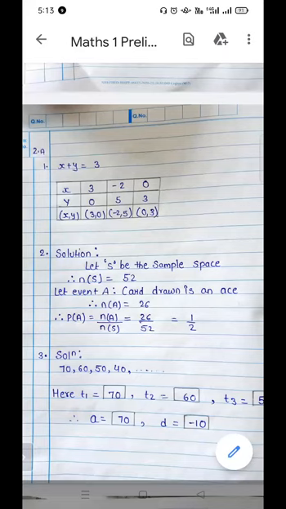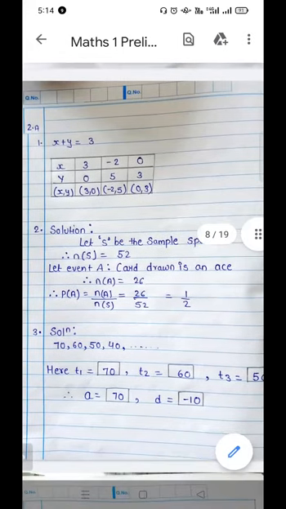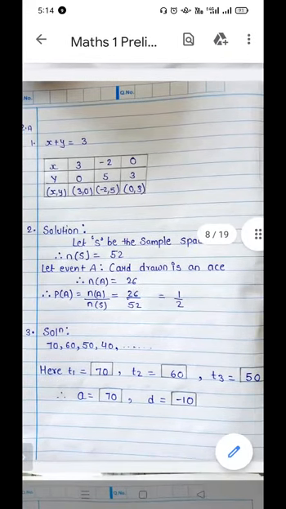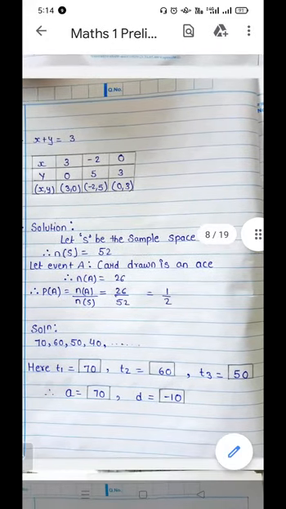Okay. So now, question number 3 from 2A. Here, write the correct number in the given boxes from the following AP: 70, 60, 50, 40, and so on. Here, T1 is equal to how much? 70. T2 is equal to 60. T3 is equal to 50. T4 is equal to 40, and so on.